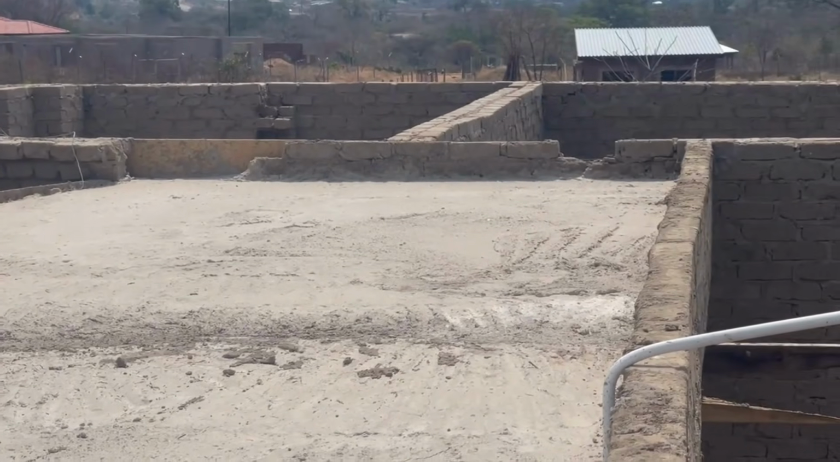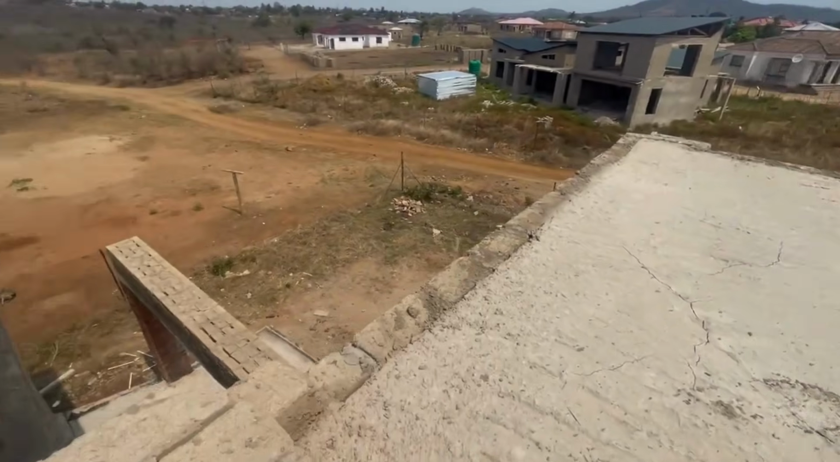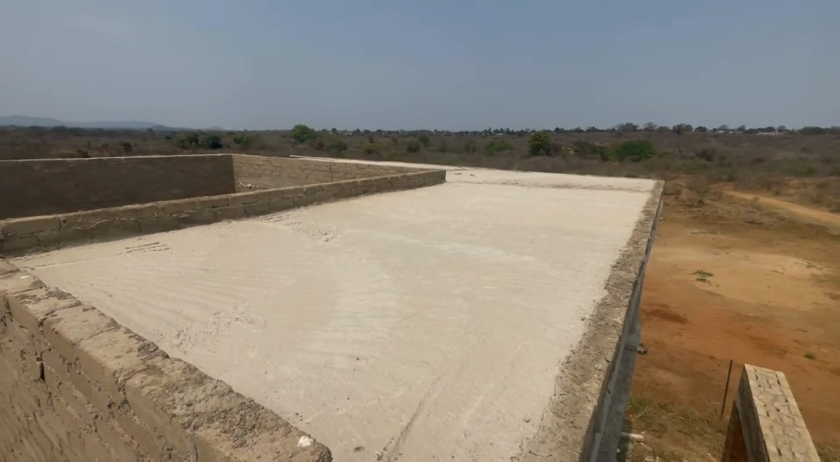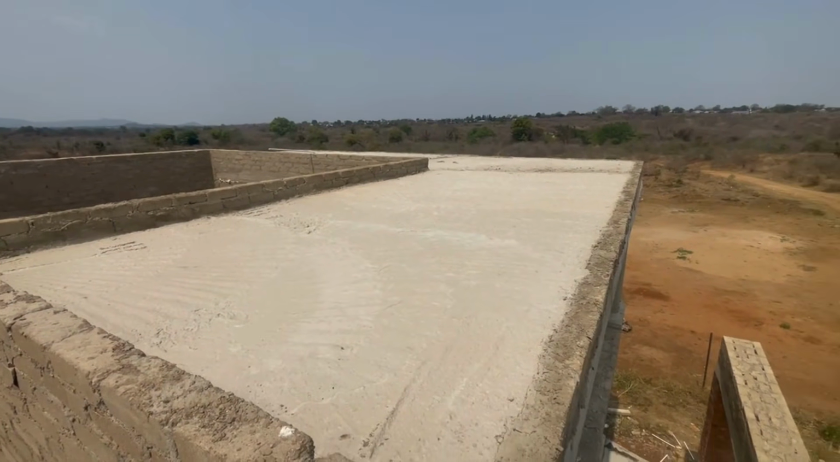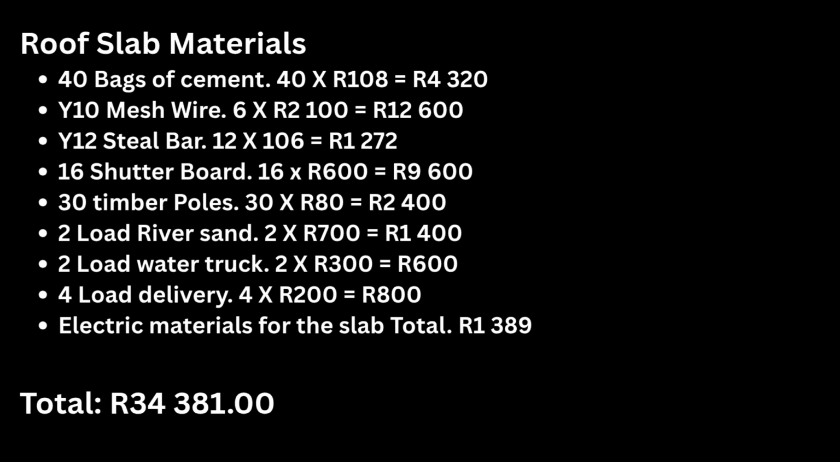And then there are electrical pipes. Before you put in the concrete, you need to put in the electrical pipes, those boxes that you see in this video. I think the total cost there was 1,389. So overall, the roof slab material cost about 34,381 in total. I might be missing something, but this is what I have as proof when checking all the transactions and stuff like that.